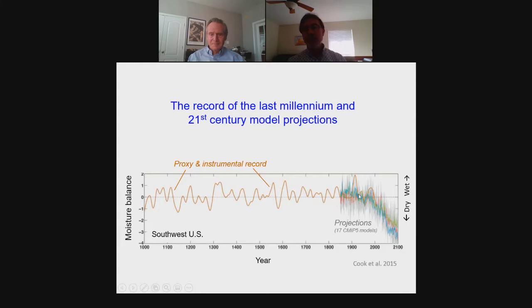We could see in the proxy record as we go into the instrumental record, and here you can see this brown curve, this dip right here. That's the drought of the 1950s. So we have the instrumental record for the 1900s, and we have the proxy record going back through time. Here you can see the 1100s and the 1200s. Remember, that was the era of the Anasazi civilization collapse with those mega droughts, right? Here's a mega drought. Here's a mega drought, the second half of the 1200s. And now let's look at these colored curves here. These are the model projections going forward, 17 different models in the Climate Model Intercomparison Project.